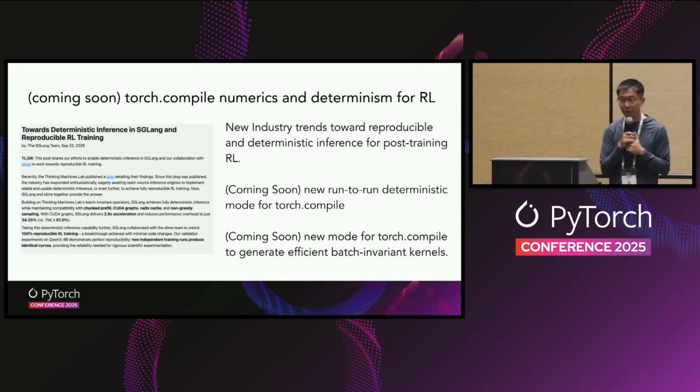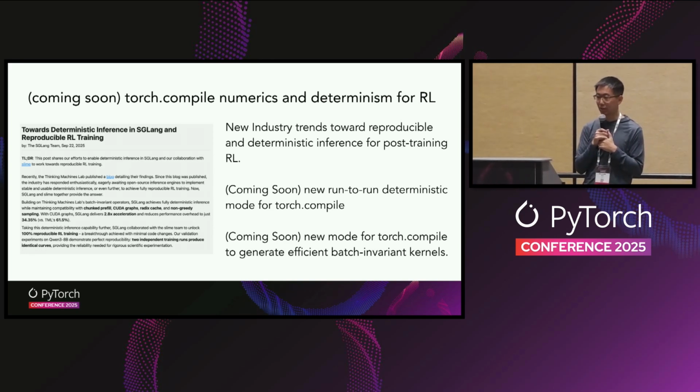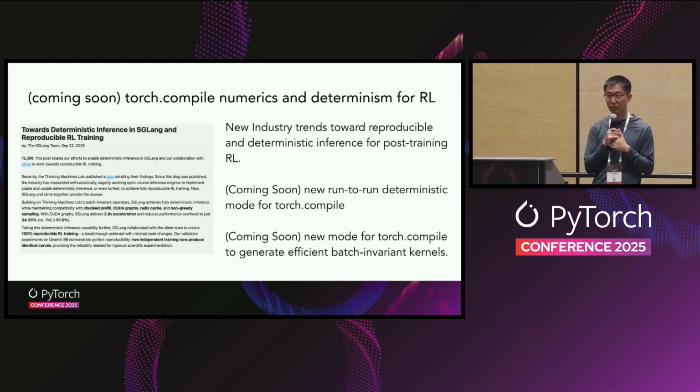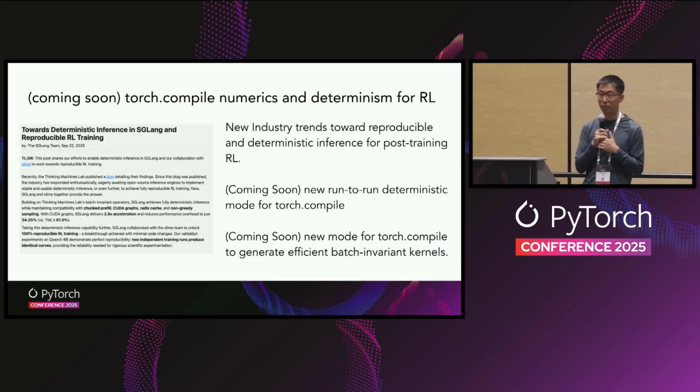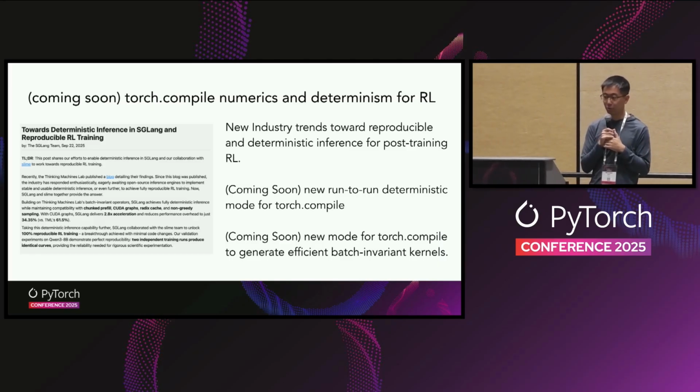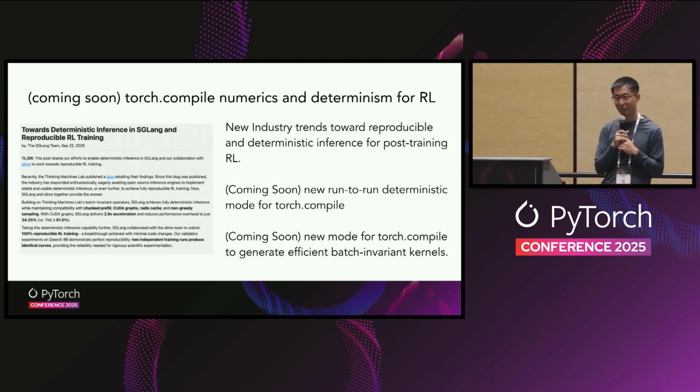Okay, I want to touch on one last thing. Since post-training RL is becoming more important and numerics are becoming more important, in Torch.compile we're planning on offering soon a new run-to-run deterministic mode, and also a new mode for Torch.compile to generate efficient batch invariant kernels. So eventually there will be no need to write these by hand; Torch.compile will just produce these. Batch invariance is pretty important for vLLM in the sense that vLLM can choose to batch data together differently, and you probably want the same result out, otherwise you get some weird behavior.